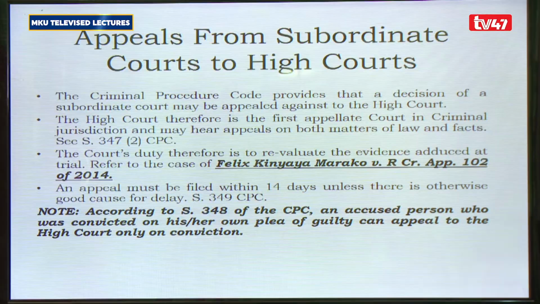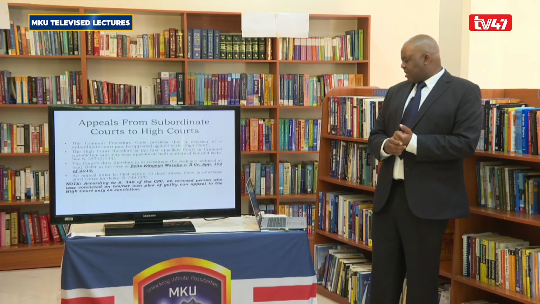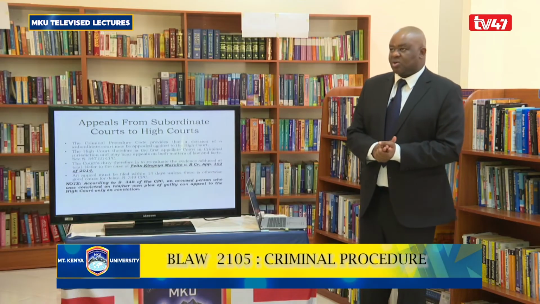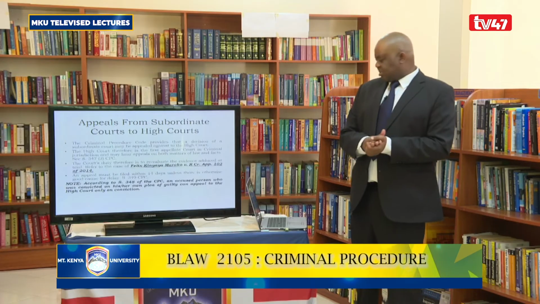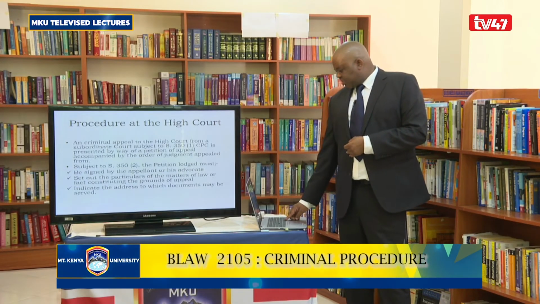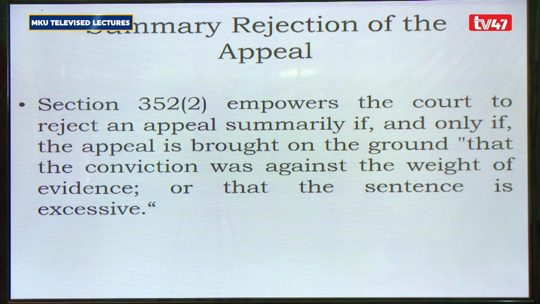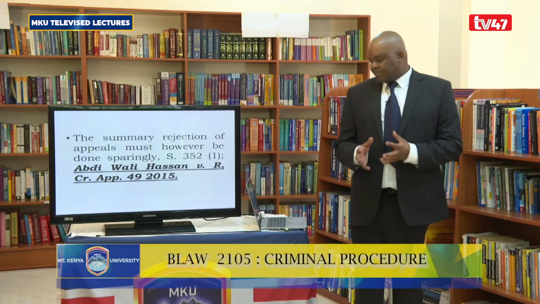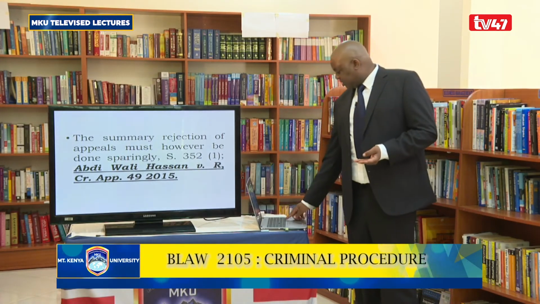And then it also provides that on hearing, the court might either set aside the conviction, or it can also enhance the sentence, or the court can also quash the decision. Now, in the procedure for the appeal itself, the court may also summarily reject the appeal under Section 352(2) of the CPC if the appeal is brought on the ground that the conviction was against the weight of evidence and that the sentence is excessive. And this, of course, ordinarily under Section 352, subsection 1, must be done sparingly. You look at the case of Abdi Wali Hassan versus Republic, criminal appeal number 49 of 2015.